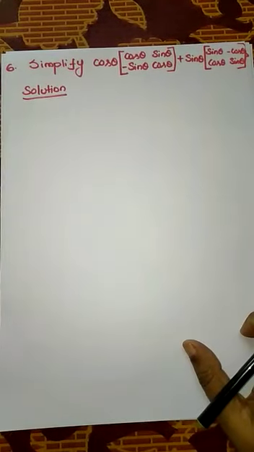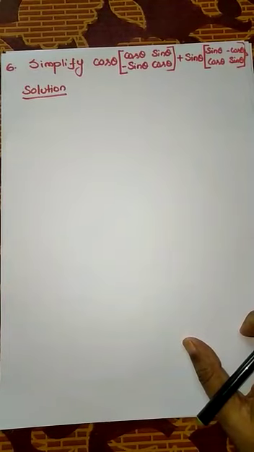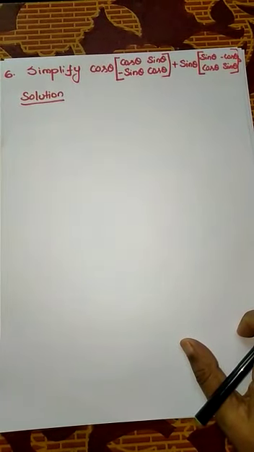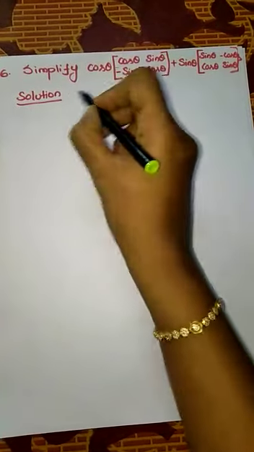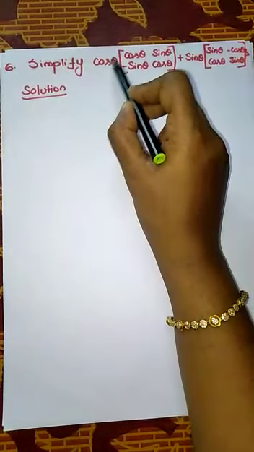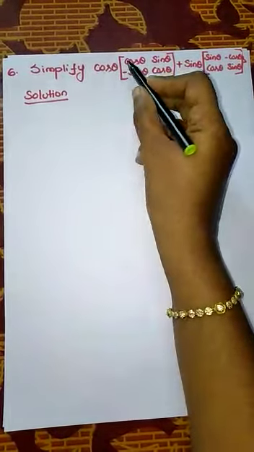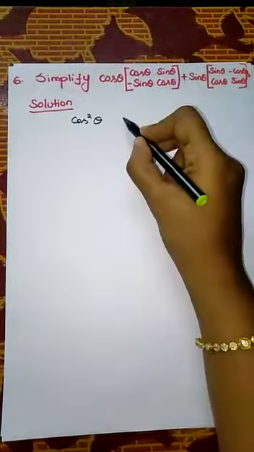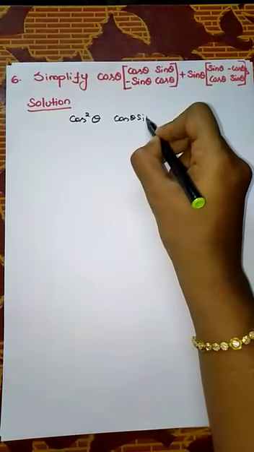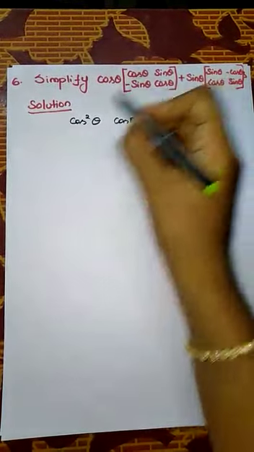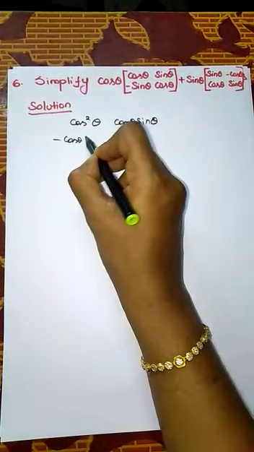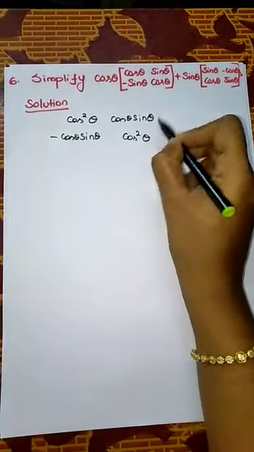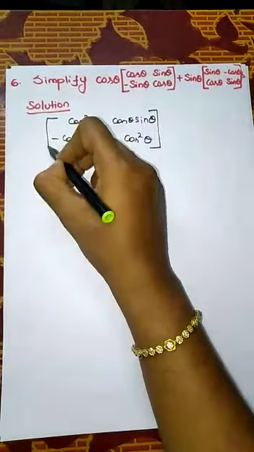Simplify: cos theta times [cos theta, sin theta; minus sin theta, cos theta] plus sin theta times [sin theta, minus cos theta; cos theta, sin theta]. Now we are going to multiply the matrix with cos theta. So cos into cos, cos square theta. Cos into sin, cos theta sin theta. Cos into minus sin, minus cos theta sin theta. Next cos into cos, cos square theta. This is our first matrix.